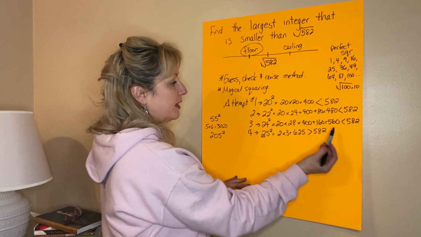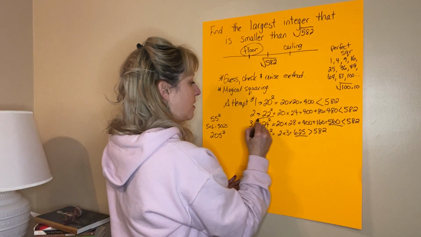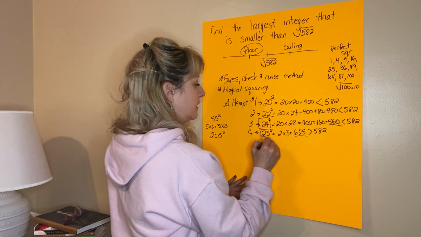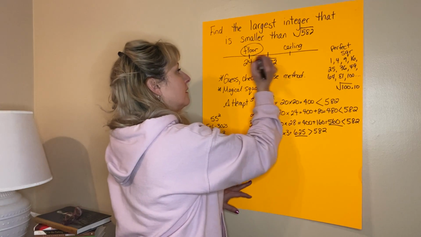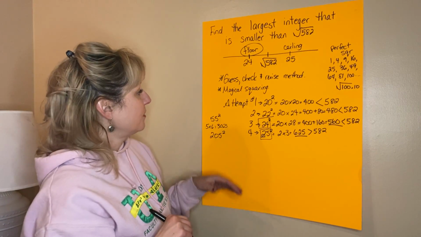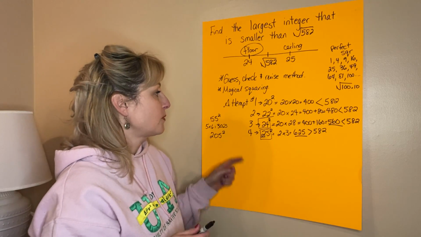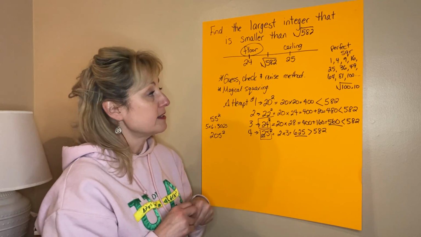So here we have found our floor and our ceiling. There you go. I hope you enjoyed our guess, check, and revise method and a little bit of magical squaring and some tips and tricks along the way.